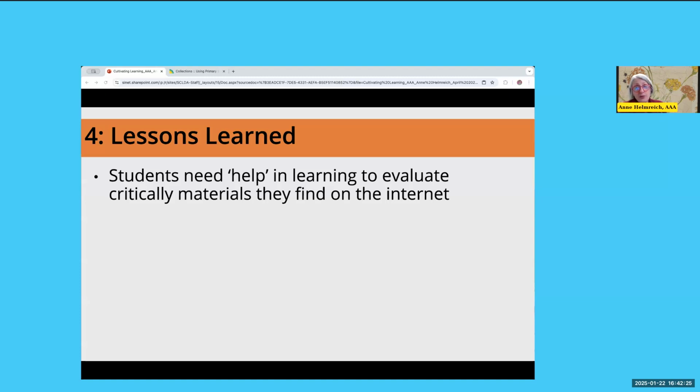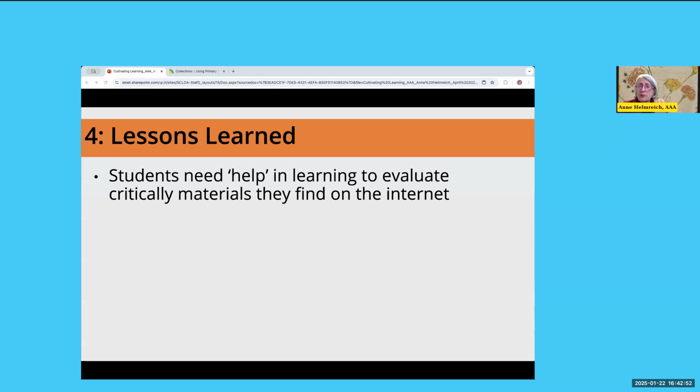So you may know this already, but we've heard this again and again from teachers. The students really need help in learning to evaluate critically materials they find on the internet. Like, how do I know this is true? How do I trust this? So you really do need to walk them through and say, where did you find it? Don't forget to write that down or take a screenshot. Where did you find it? Help them think about, is it a reliable repository?